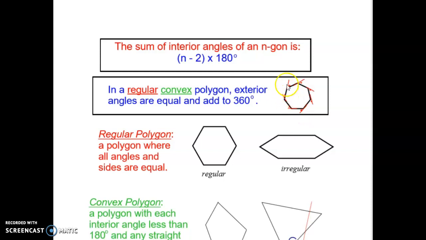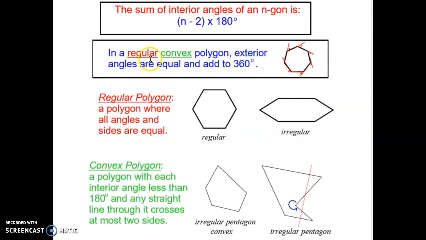If I were to take the sides of my polygon and extend each of the sides in the same direction, notice I've created a series of exterior angles. Well, if I add up all of these exterior angles, I will get 360 degrees. And it doesn't matter if my polygon has 4 sides, 5 sides, 6 sides, 10 sides, 20 sides. The exterior angles will always total 360 degrees.